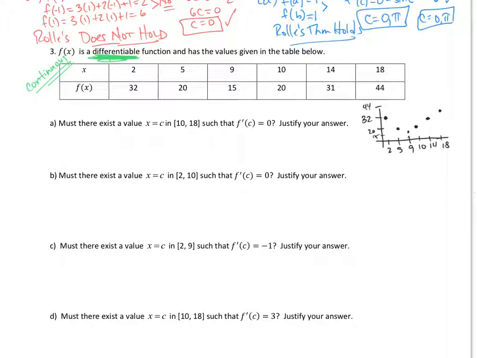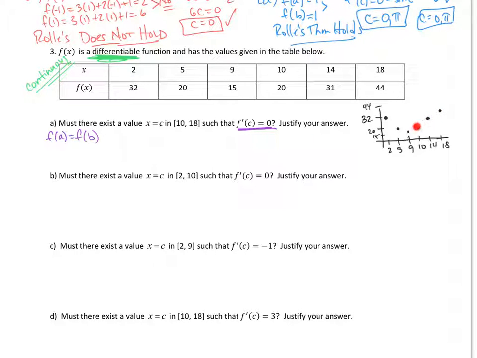In part A, it says, must there exist a value x equals c in the closed interval from 10 to 18 such that f prime of c equals 0? Since it says f prime of c equals 0, I'm going to think of Rolle's theorem. And in this case, I need to see if f of a at some point and f of b are the same. And now I'm looking in the interval that they specify from 10 to 18. So on the graph, it would be right in here.